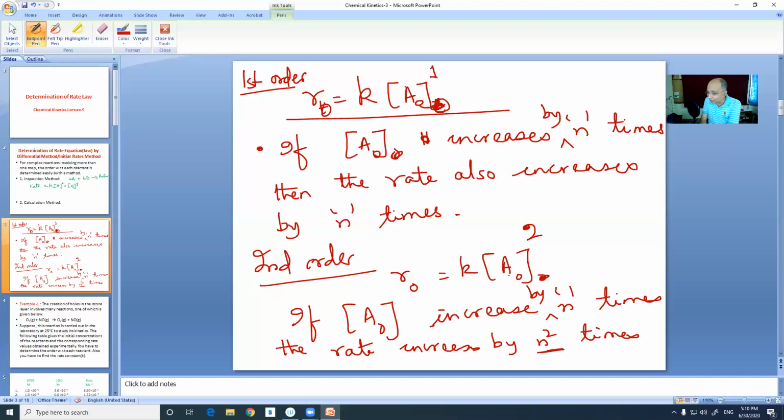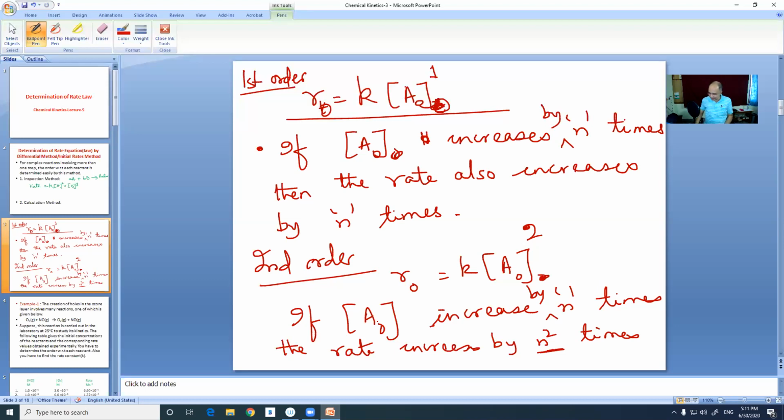That means if you double the initial concentration here inside, then the square will be 2 to the power 2, will be 4. The rate will be increased by 4 times. If you increase the concentration by 3 times, then 3 to the power 2, 9 times the rate will be increased. If the initial concentration is increased by 4 times, 4 to the power 2, then the rate will be increased by 16 times. So the increase in the concentration of the reactant by n times makes the rate increase by n square times, then that is a symptom. That is definitely a second order process.